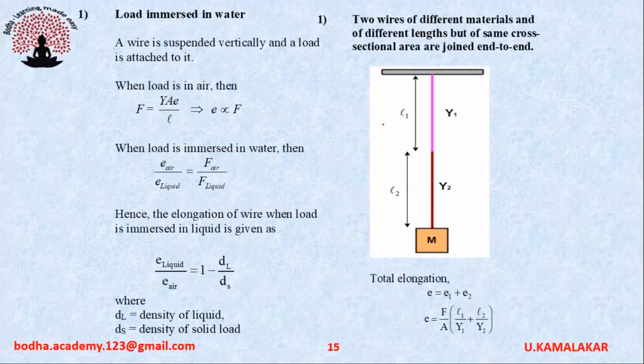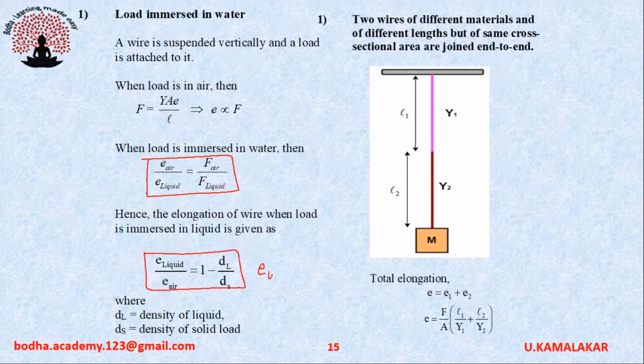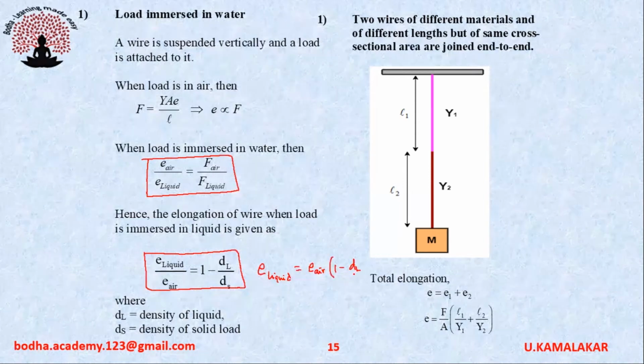Next topic. A wire is suspended vertically and a load is attached to it. When load is in air, then elongation is directly proportional to force. When load is immersed in water, then elongation of wire when load is in air divided by elongation of wire when load is in liquid is equal to tension in string when load is in air divided by tension in string when load is in liquid. The elongation of wire when load is immersed in liquid is given as E liquid is equal to E air into (1 minus density of liquid by density of solid).